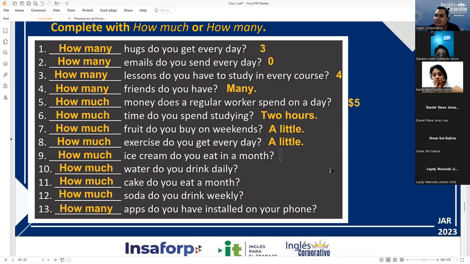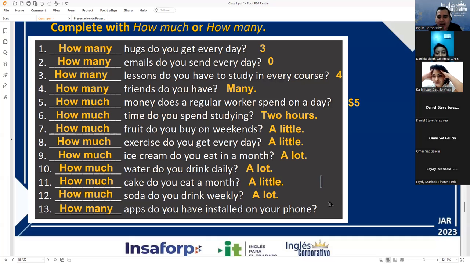How much ice cream do you eat in a month? A lot. A little. I would like a lot, but no. How much water do you drink daily? A lot. I hope so. Ojalá. How much cake do you eat a month? A little. And how much soda do you drink weekly? A lot. 3 liters. Oh my goodness.